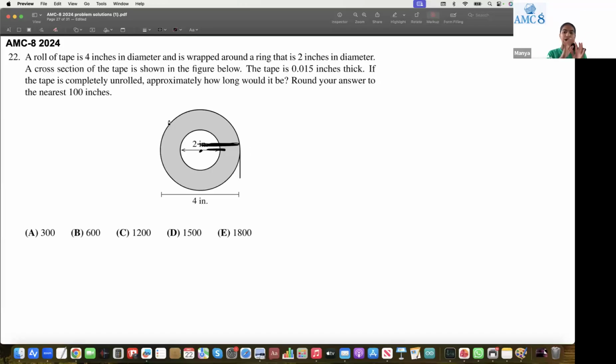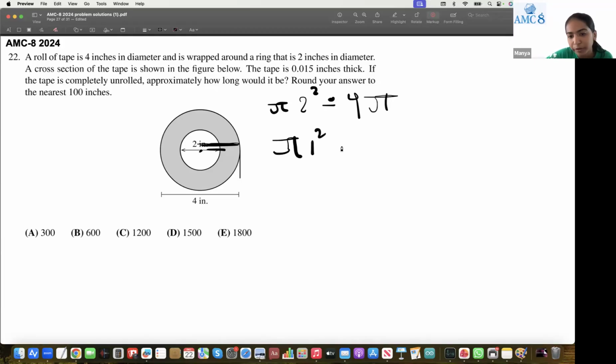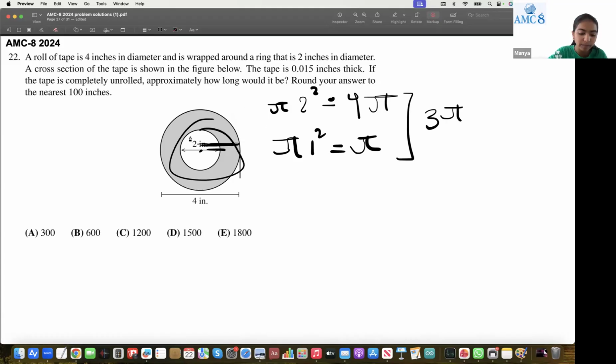And to do that, we would have to subtract the outer circle minus the inner circle. The area of the outer circle would be pi times 2 squared, which is equal to 4 pi, minus the inner circle, which is pi times 1 squared, which is just equal to pi. So 4 pi minus pi is equal to 3 pi. And so the area of this shaded region over here is equal to 3 pi.